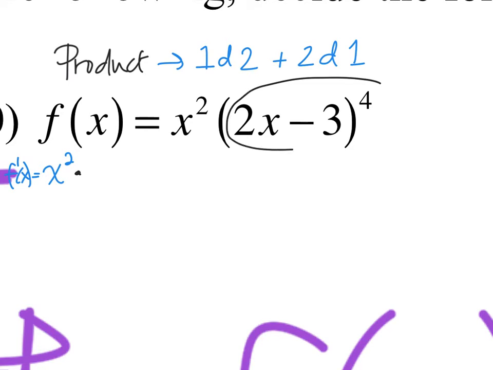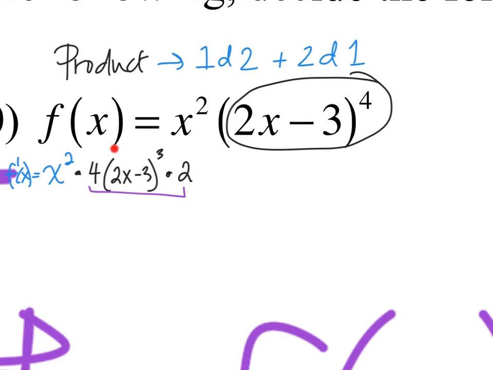Now the derivative of the second is going to require the use of the chain rule. So the derivative of the second is 4 times 2x minus 3 raised to the third. That's d outer, d stuff. That's why people forget the d stuff, because we have a lot of steps happening here. The first times the derivative of the second, which required the chain rule, d outer, d stuff, plus the second, 2x minus 3 to the fourth, times the derivative of the first.